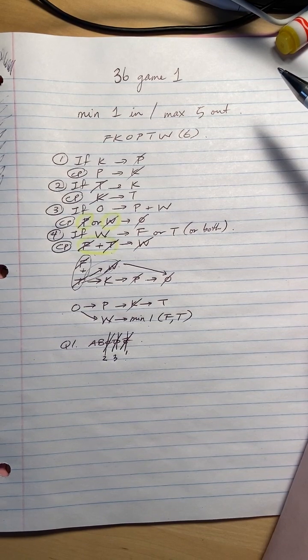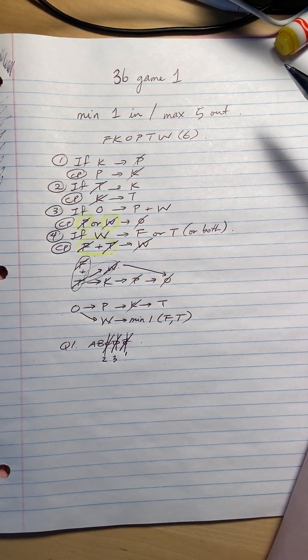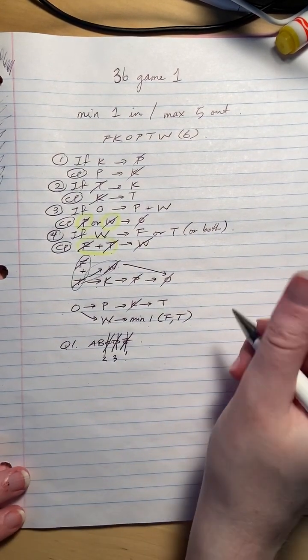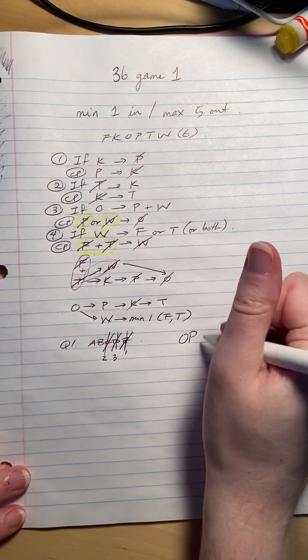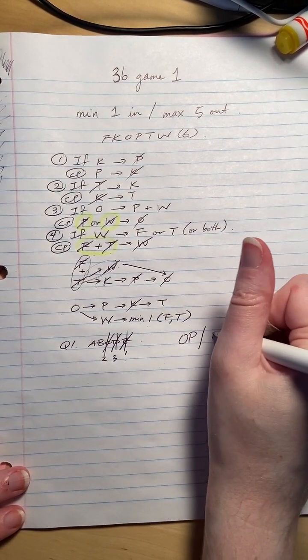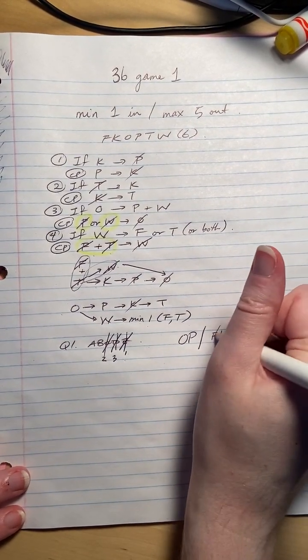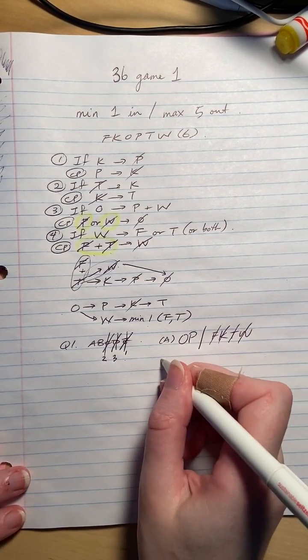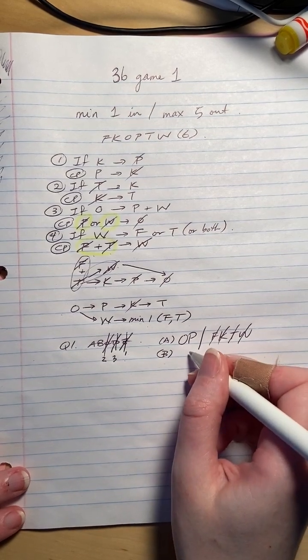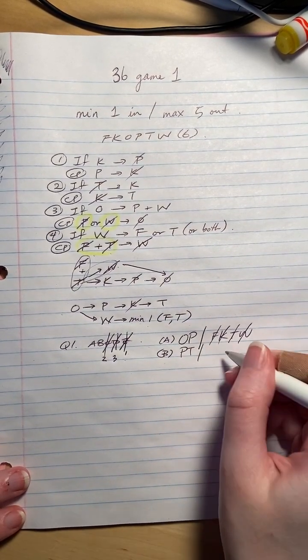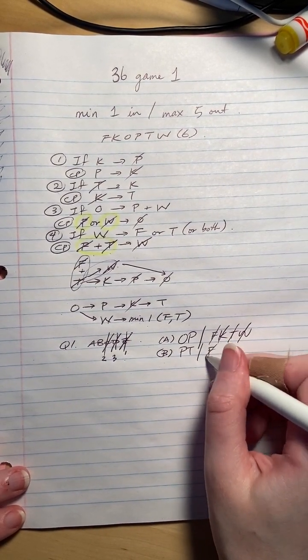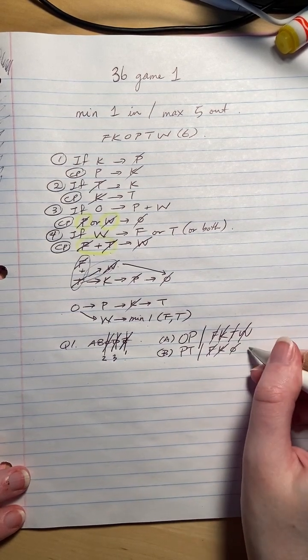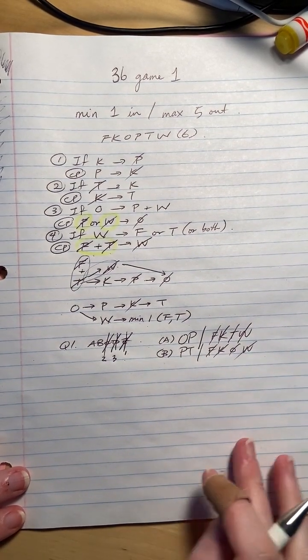Okay, so neither of those have W in, but let's take a look at them. If we have O and P in, then F, K, T, and W, we can infer that they're saying that those are out for A. And for B, P and T in, we can infer that they're saying that F, K, O, and W are out.